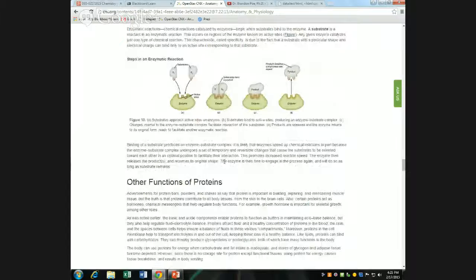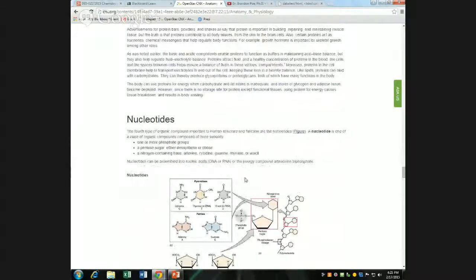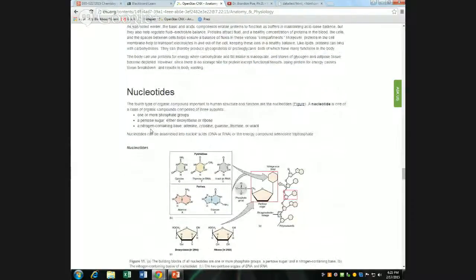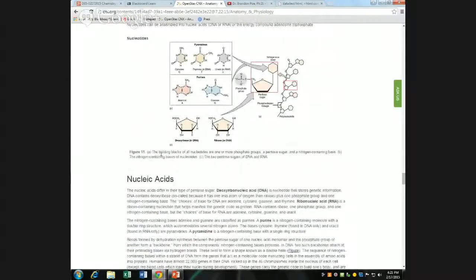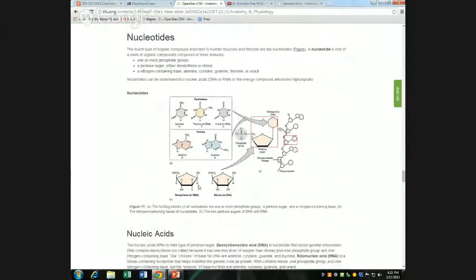Talks a little bit about enzymes and other proteins. And then the 4th macromolecule are nucleotides, which polymerize into nucleic acids, like DNA and RNA. They have nucleotides separate from nucleic acids because there are some nucleotides that don't polymerize, and they're very important. Like you've probably heard of ATP. ATP is a type of nucleotide. It's not polymerized. In its own right, it's a very important molecule.